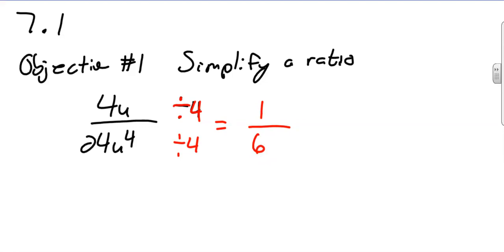And then with the u's, you can do the same thing with the variables we did before. You can just subtract the powers. So if you subtract 4 and 1, you're going to have 3 left over, and since the bigger power is in the bottom, you basically have to use u to the third in the bottom.